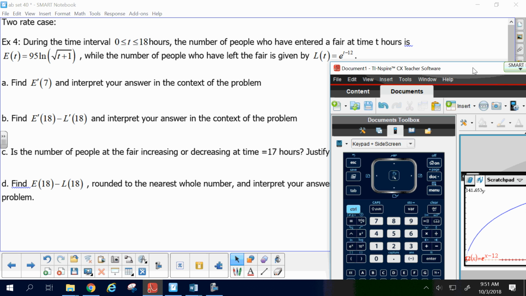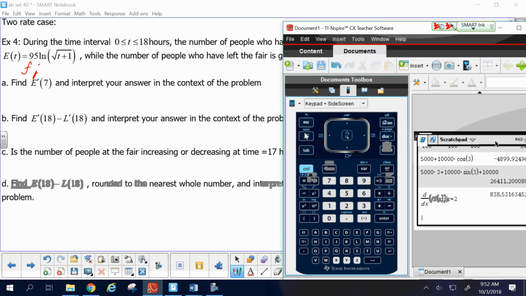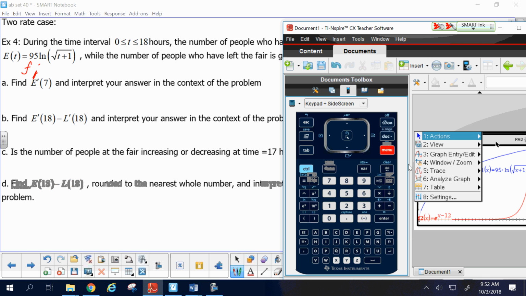Find E prime at 7 and interpret your answer in the context of the problem. Would you do that, please? And then we'll confirm. This is my F1. This is my F2. F1 prime at 7. Is this 2 times?